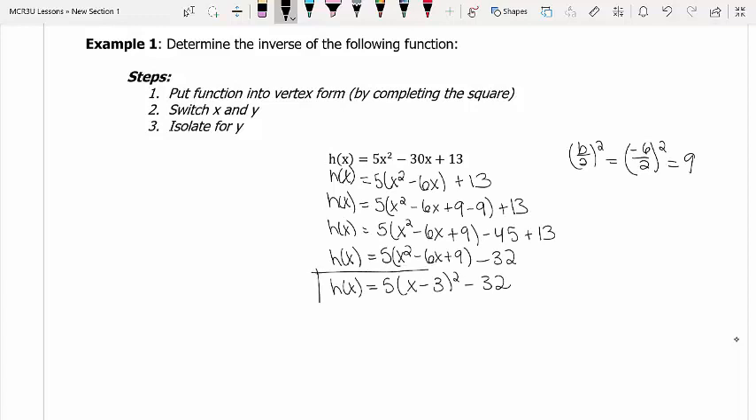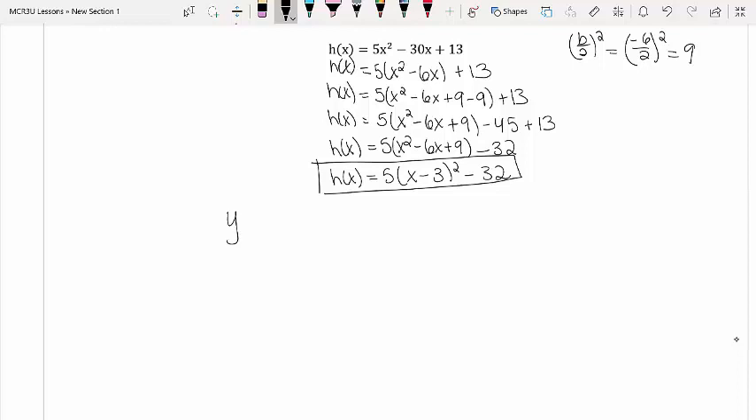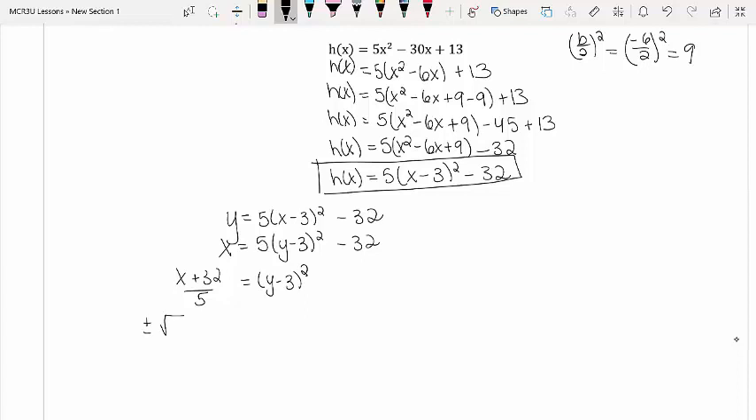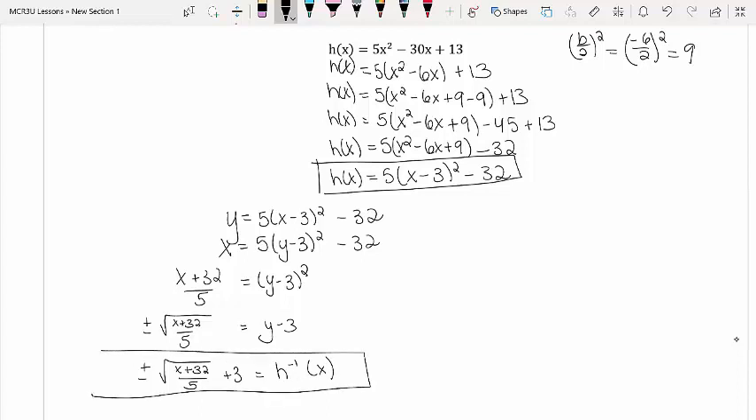Okay, so by completing the square, we now have our quadratic written in vertex form, so we can now find the inverse. So to find the inverse, we want to set h(x) equal to y. And then we switch our x and y values. And then we use SAMDEB to isolate for y. Okay, and after isolating for y, we have come up with our inverse. Just remember, it is very important that you follow SAMDEB in order to isolate for y.